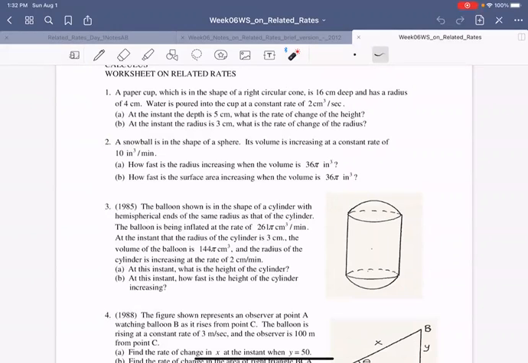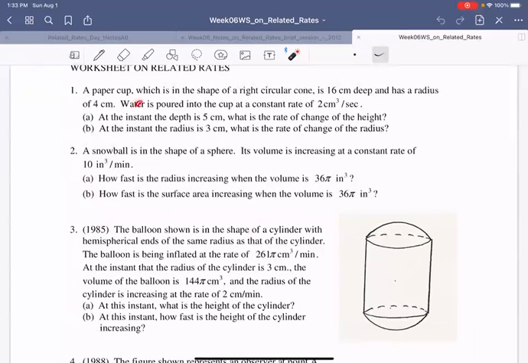Last week, we learned about optimizations. Optimizations and related rates are all word problems in calculus. They are different. Optimization is the same as what you learned in pre-calculus, but in calculus, you will use the derivative to find the extrema so that you can find your minimum or maximum. For related rates, we see the examples here.